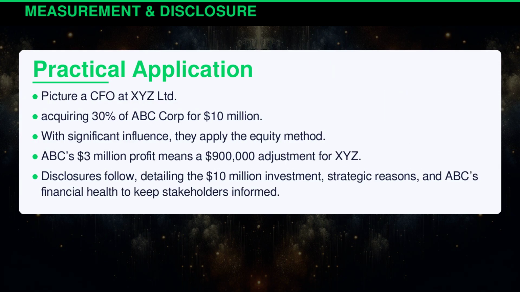Picture a CFO at XYZ Limited acquiring 30% of ABC Corporation for $10 million. With significant influence, they apply the equity method. ABC's $3 million profit means a $900,000 adjustment for XYZ. Disclosures follow, detailing the $10 million investment, strategic reasons, and ABC's financial health to keep stakeholders informed.